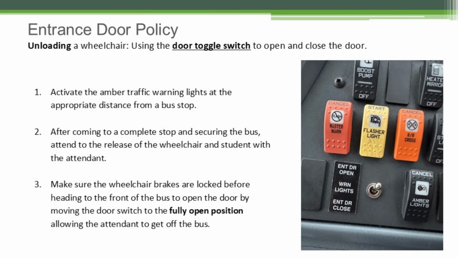Unloading a wheelchair. Using the door toggle switch to open and close the door. 1. Activate the amber traffic warning lights at the appropriate distance from a bus stop. 2. After coming to a complete stop and securing the bus, attend to the release of the wheelchair and student with the attendant. 3. Make sure the wheelchair brakes are locked before heading to the front of the bus to open the door by moving the door switch to the fully open position, allowing the attendant to get off the bus.